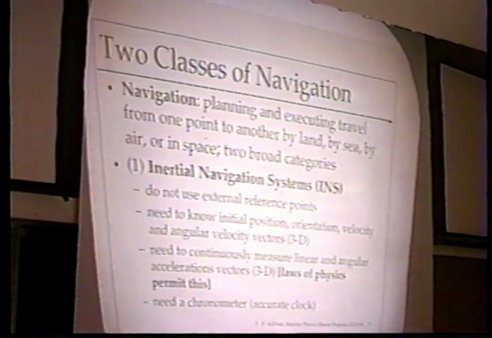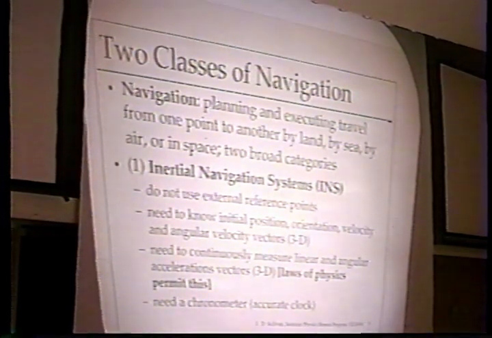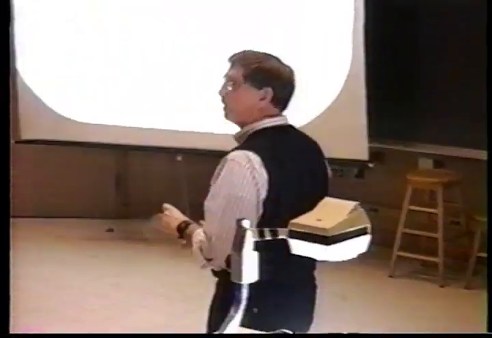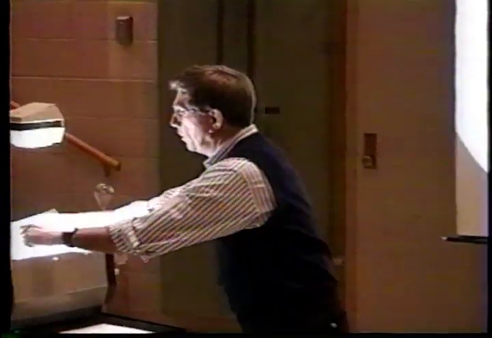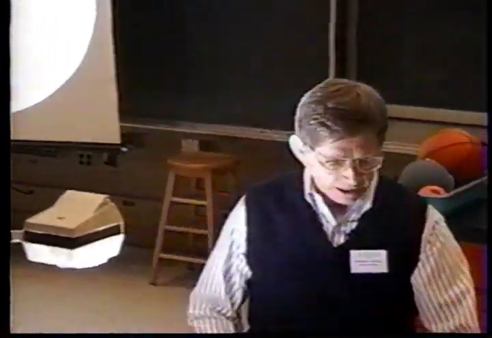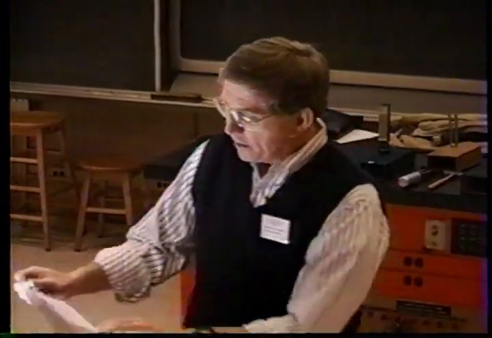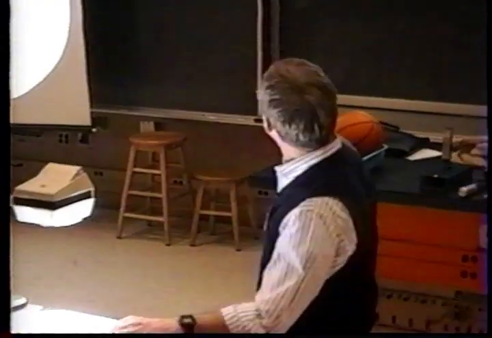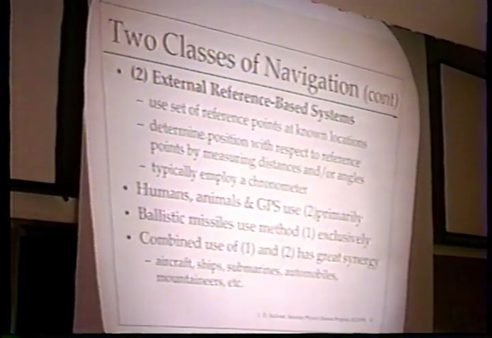You also need a clock, or what we say in navigation, a chronometer, an accurate clock. So if you know where you started and what your initial conditions were, you don't have to look out the window, and you can tell where you are, where you've gotten, etc. That's INS, inertial navigation. The other class doesn't have a fancy or common name. I'm going to call it external reference-based systems.